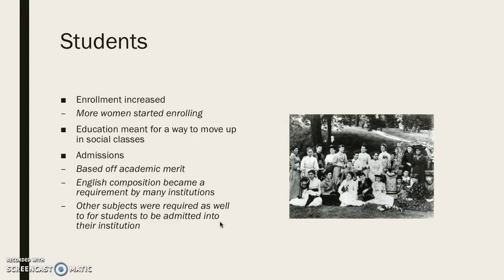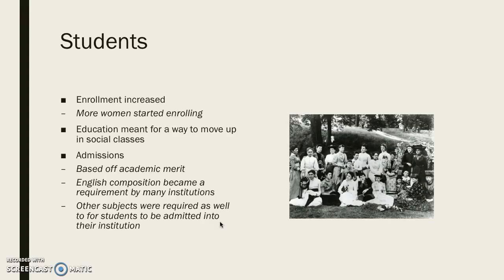Enrollment increased and was the greatest during the 1920s. More women began enrolling. What used to be a 1-to-5 ratio for female to male increased to a 2-to-5 ratio. The number of high school graduates increased between 1920 and 1930, which contributed to the growth in enrollment. Many people sought degrees to move between social classes.